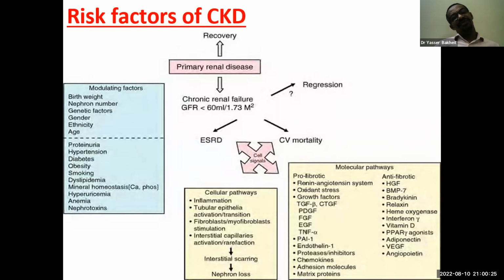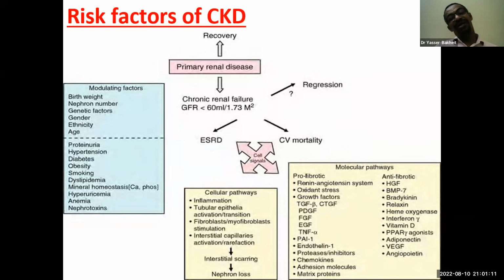Ethnicity: it is found that black children or African children are at higher risk of developing chronic kidney disease because they have focal segmental glomerulosclerosis. Usually, chronic kidney disease is common after 6 years of age, and there are other factors like proteinuria, hypertension, obesity, dyslipidemia, mineral homeostasis disturbance, and hyperuricemia. All of these are risk factors that can cause chronic kidney disease.